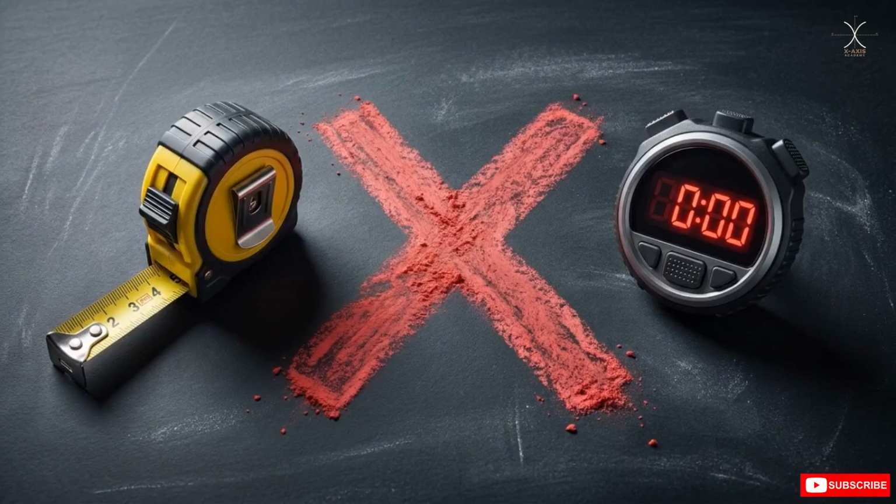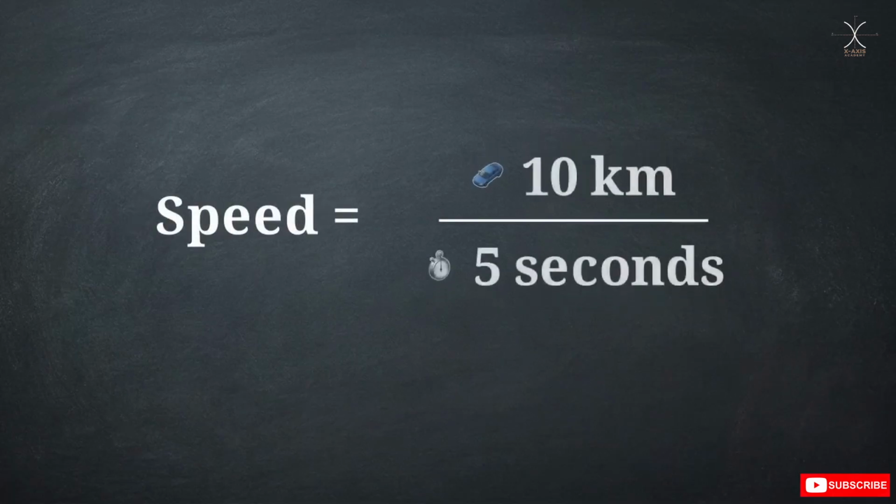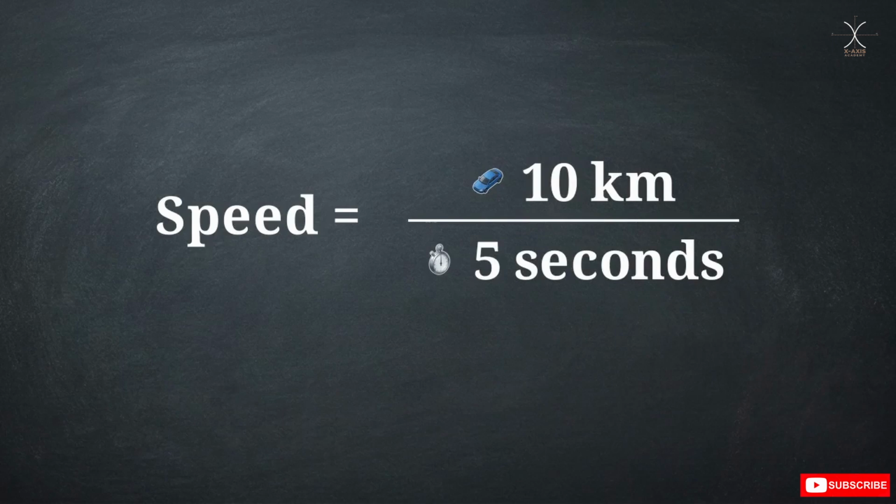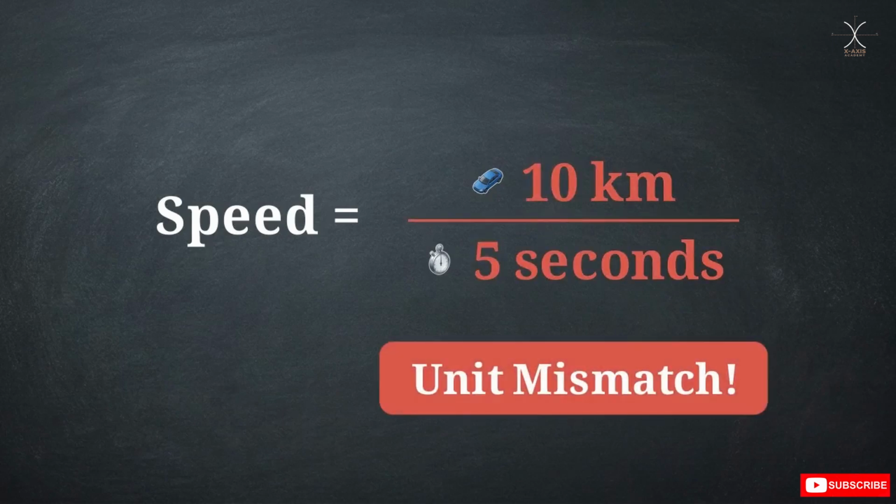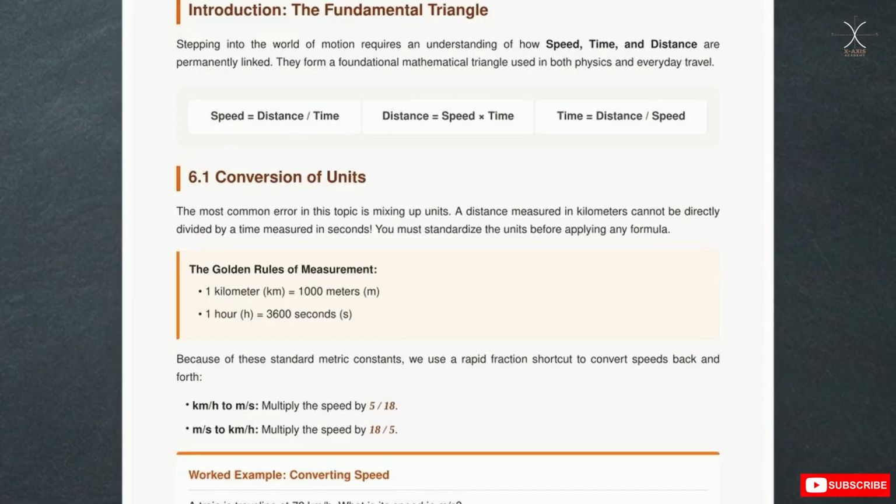But having the formula isn't enough if you feed it conflicting data. The most common error in calculating motion is mixing up units. You cannot directly divide a distance measured in kilometers by a time measured in seconds. Looking at this textbook excerpt, we see the baseline for standardizing your math, the golden rules of measurement. 1 kilometer is exactly 1,000 meters, and 1 hour contains exactly 3,600 seconds.